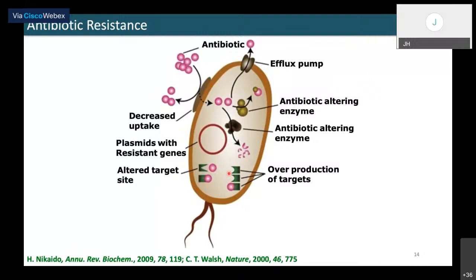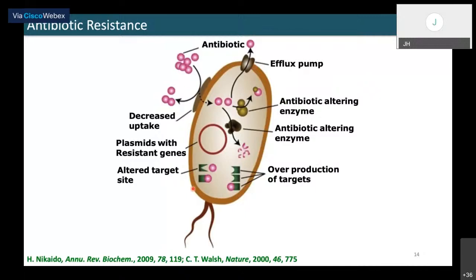In certain cases, they do that through a pump. Bacteria produce some kind of pump. As soon as the antibiotic comes in, before it can bind to the target, it is thrown out of the body through the efflux pump. This is one of the major reasons for gram-negative bacteria to develop resistance, in addition to the many other reasons that I spoke about. So there are various ways in which bacteria develop resistance to these antibiotics.